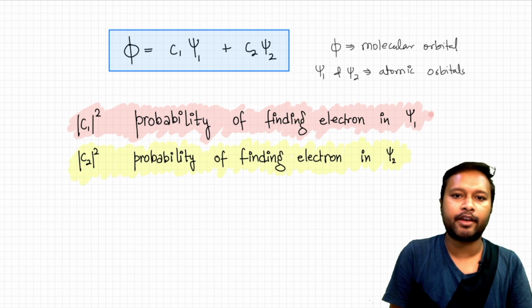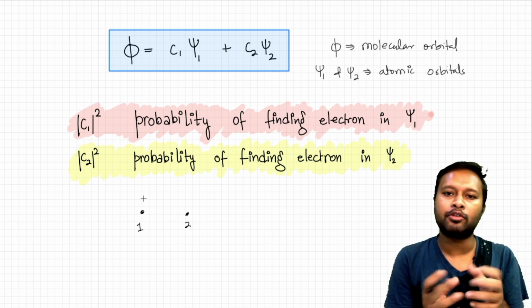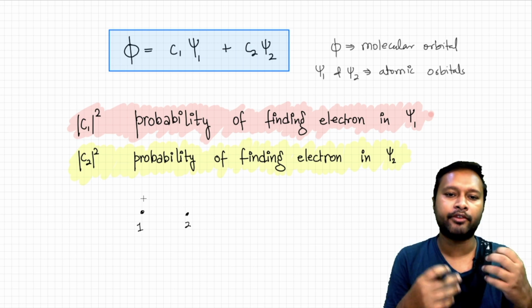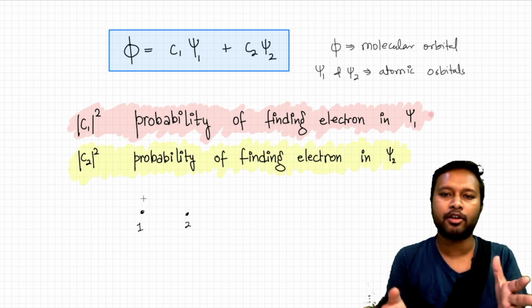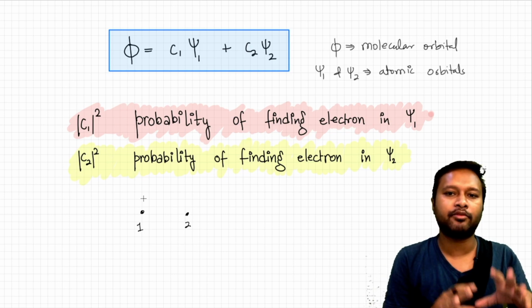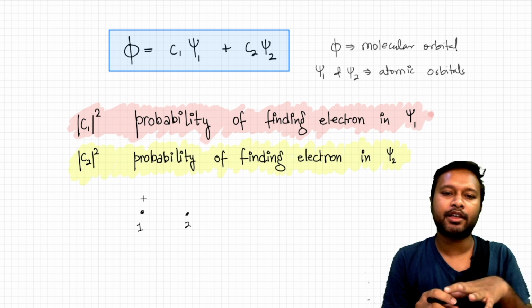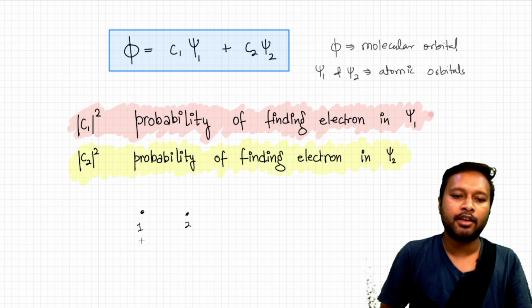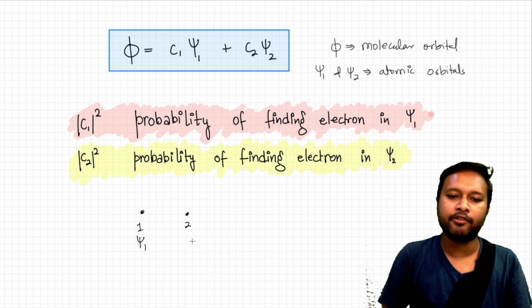So let's say I have two atoms, atom number 1 and atom number 2. We don't know what type of wave function they have, whether sp or whatever orbital it has. We just know that these two atoms are there, and both of them have a certain wave function. The wave function corresponding to one is psi1, and the wave function corresponding to 2 is psi2.